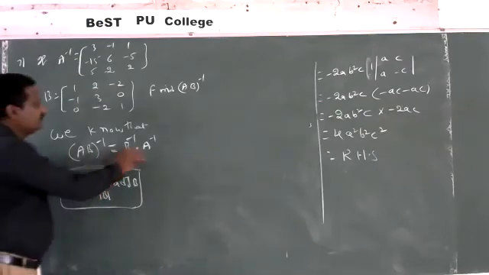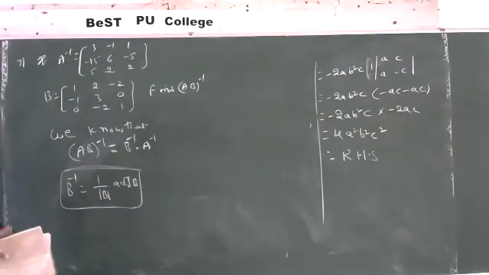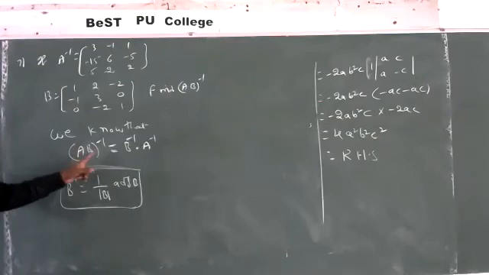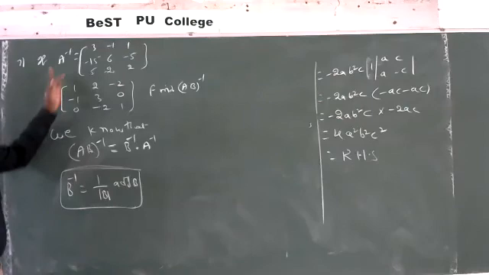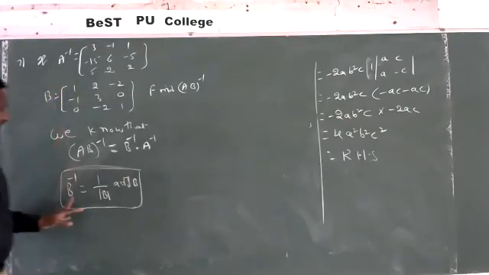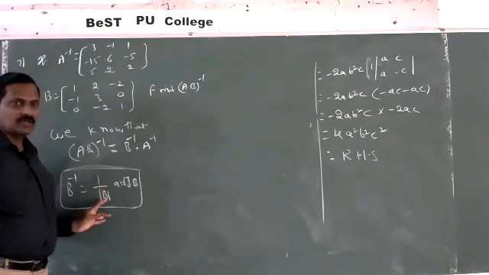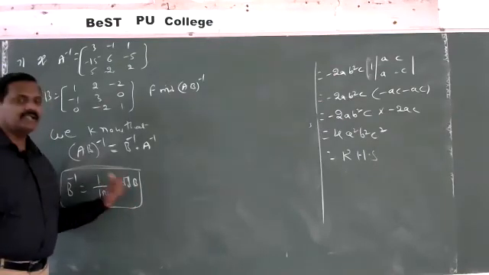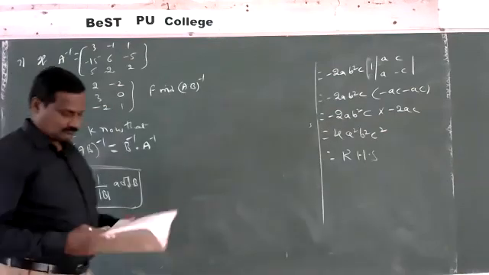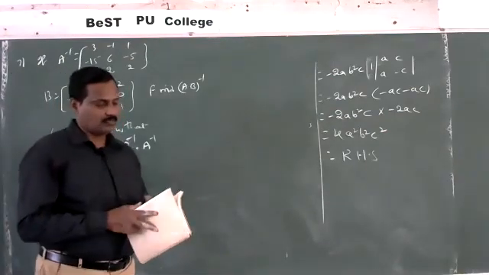Then multiply B inverse into A inverse. Already we know this formula, AB whole inverse equals B inverse into A inverse. Here A inverse is given and B is given. B inverse we can find by using the formula 1 by det B into adjoint B. Already we know how to find det B and adjoint B. Do that homework. Next problem is also the same model.